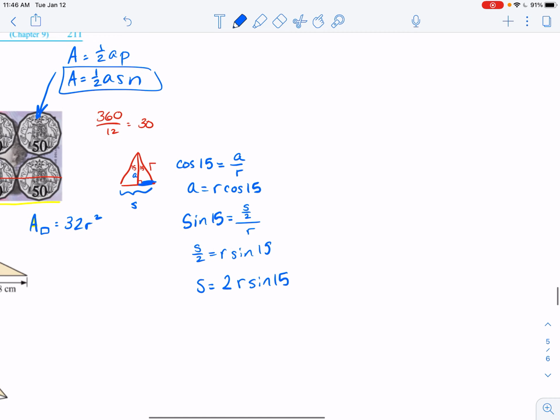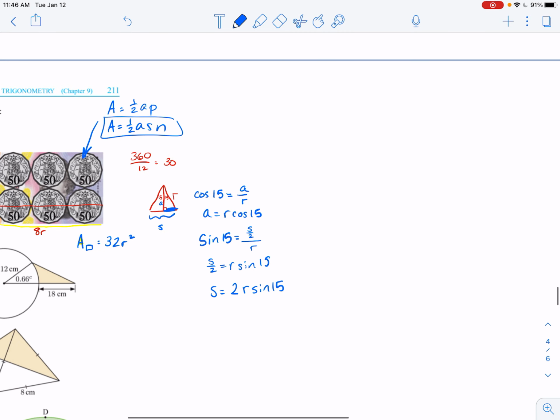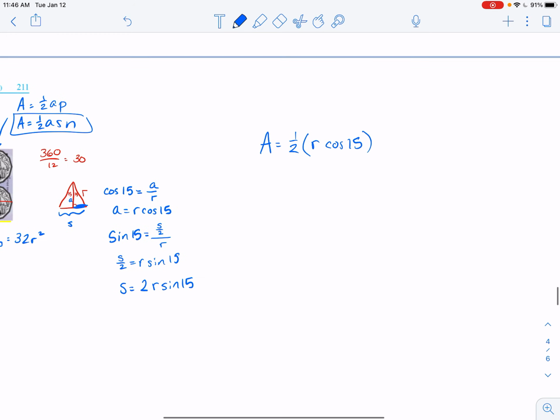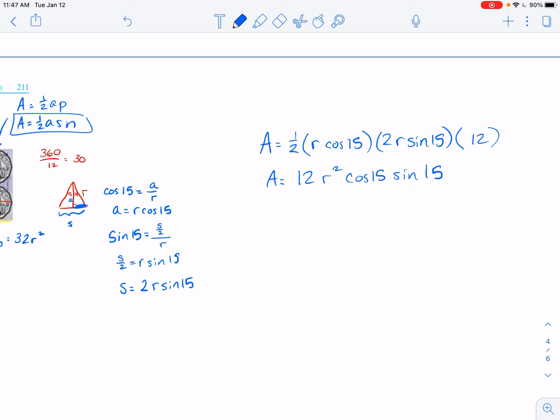Now I can use that formula and say that the area is equal to 1/2 times the apothem, R cosine 15, times the side length, S, which is 2R sine 15, times the number of sides, which is 12. So the area of each one of these is 12R squared cosine 15 sine 15.